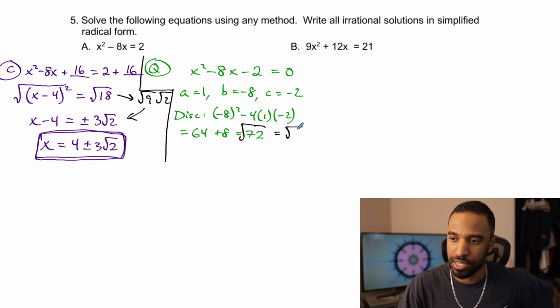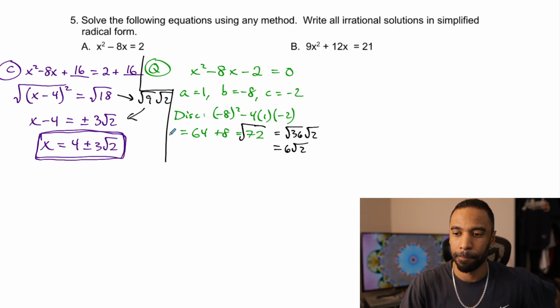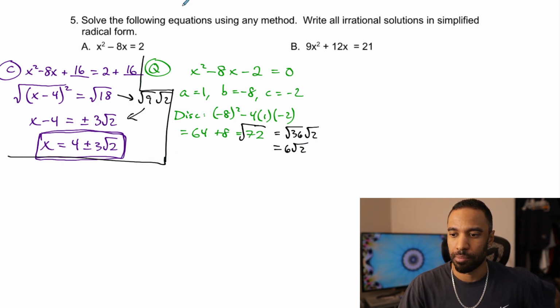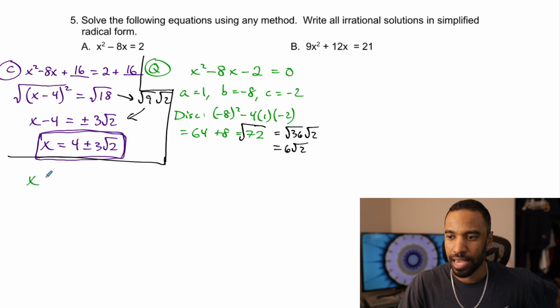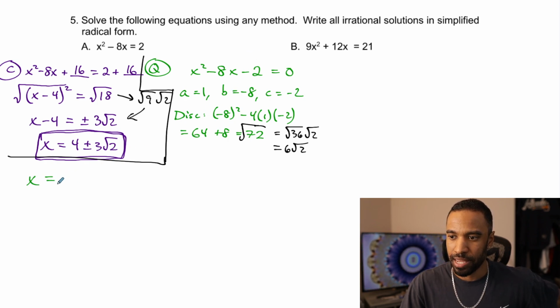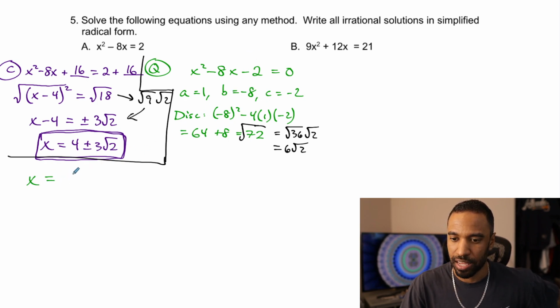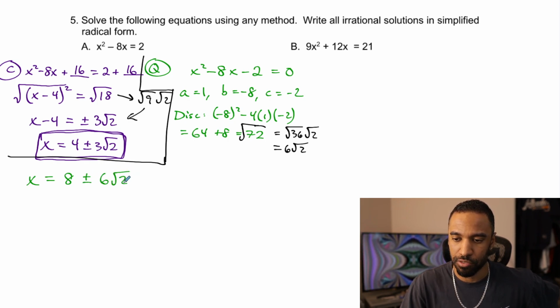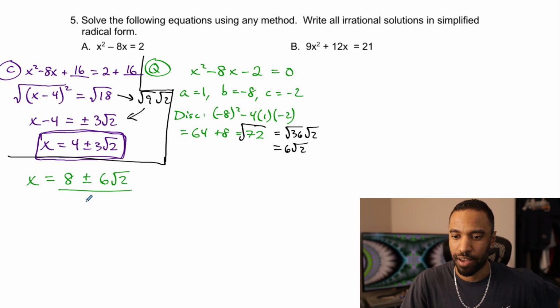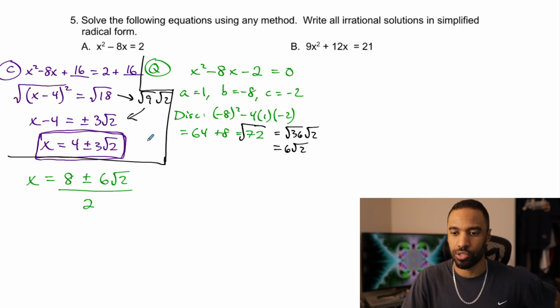72, I can pull out a 36 with a 2. That's 6 root 2, okay? So here we go. That's going to be x equals negative b, the opposite of negative 8 is positive 8, so negative b plus or minus the square root of b squared minus 4ac, all divided by 2 times 1, which is 2.